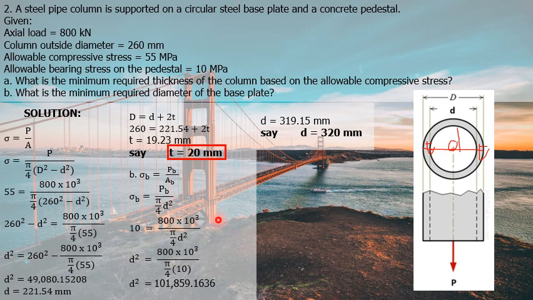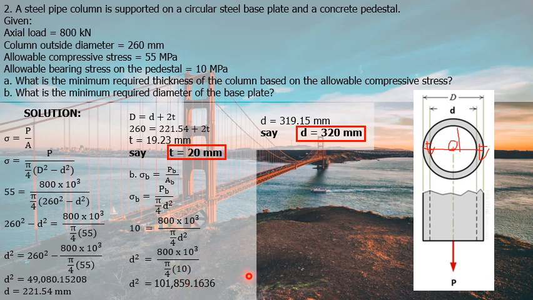Substituting our values, our bearing stress is 10 megapascals. Our bearing force is 800,000 newtons. And we leave the diameter of the base plate as small d squared. We solve for small d by cross-multiplying d squared with 10. 10 goes down, d squared goes up. So d squared is equal to 800,000 over pi fourths times 10.